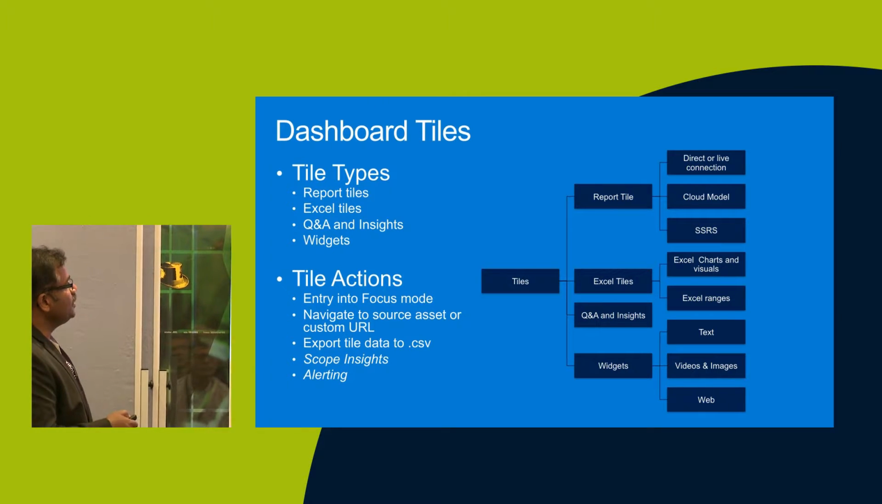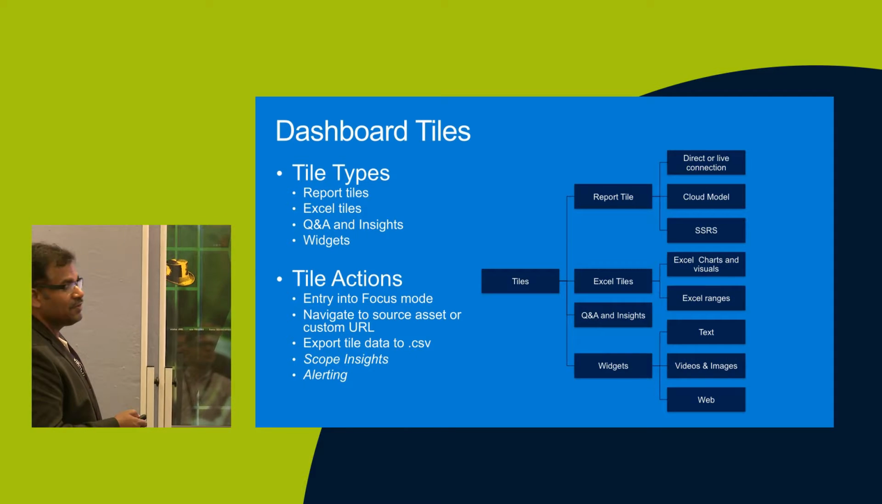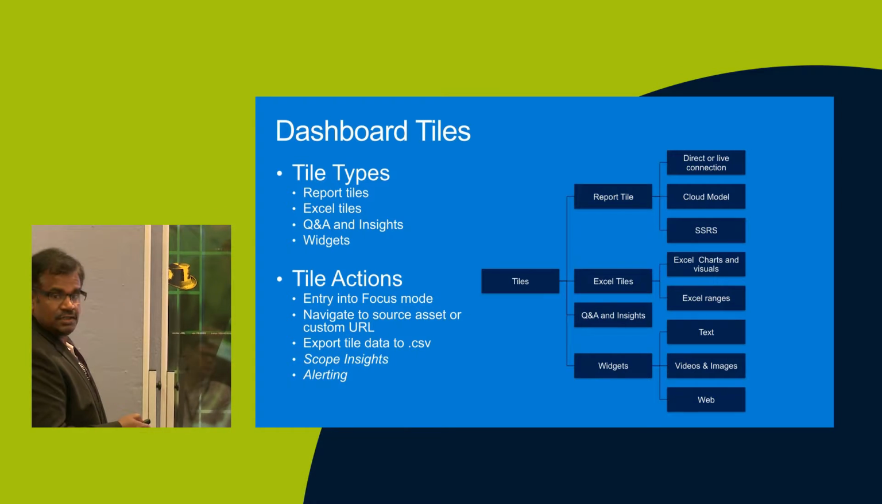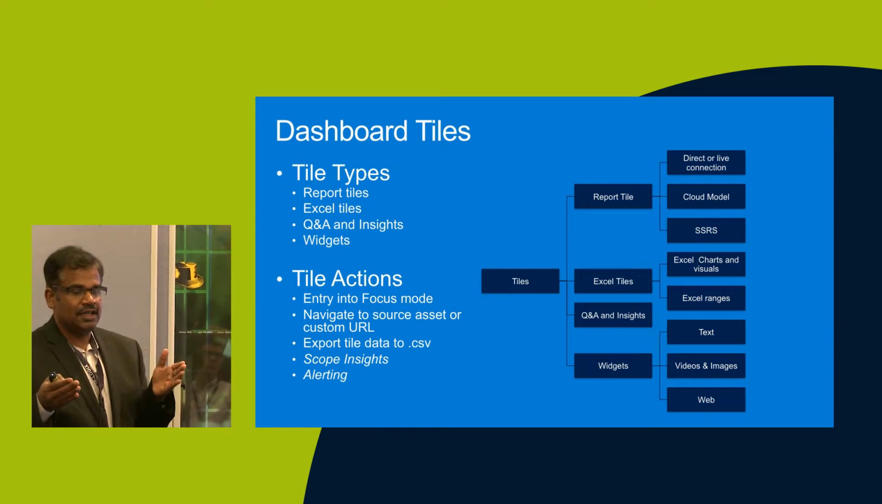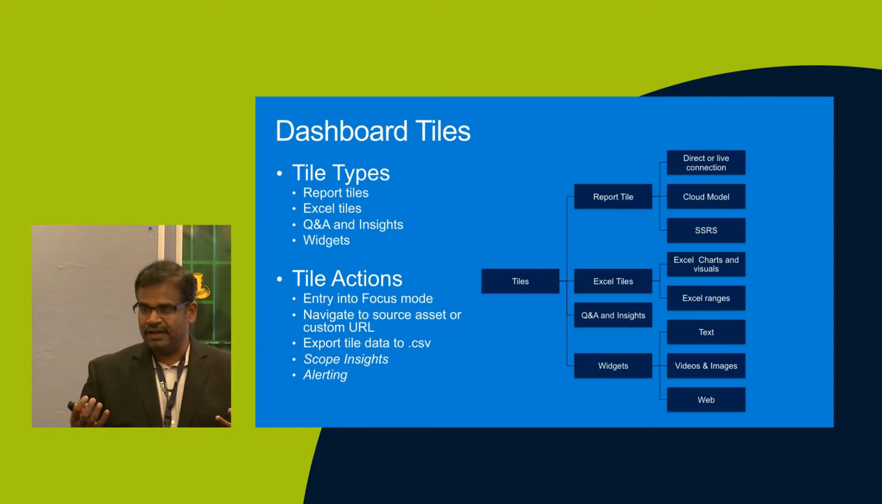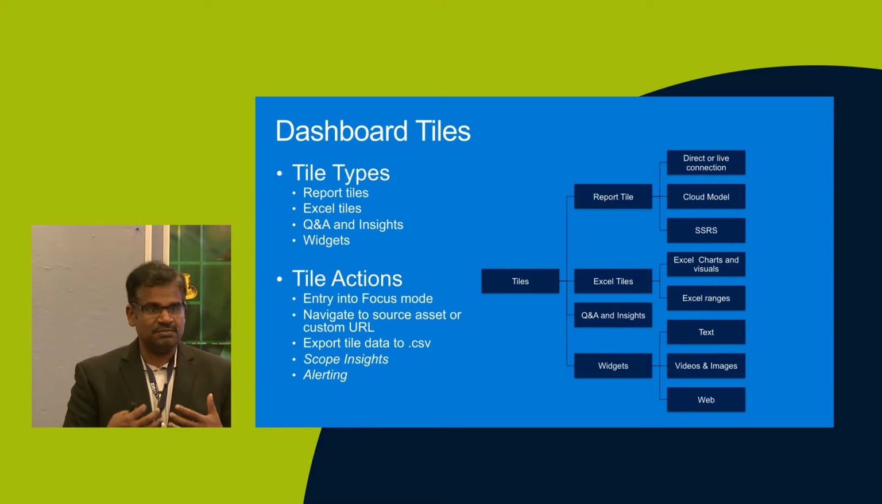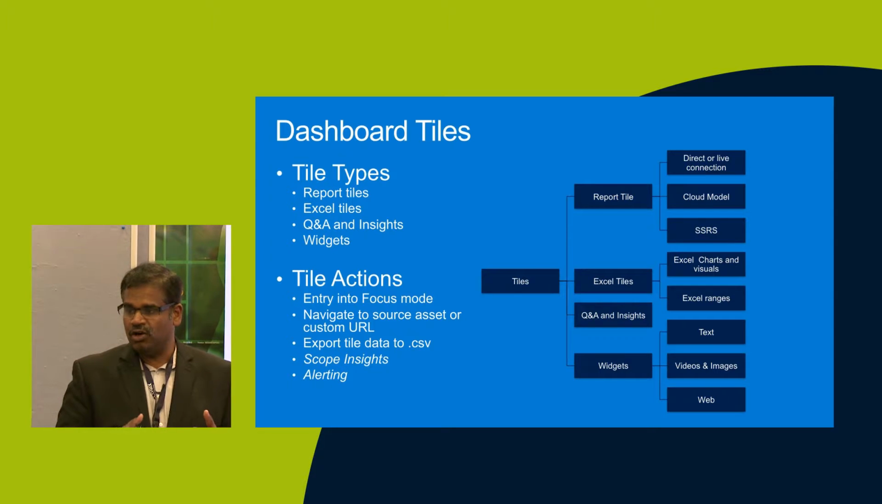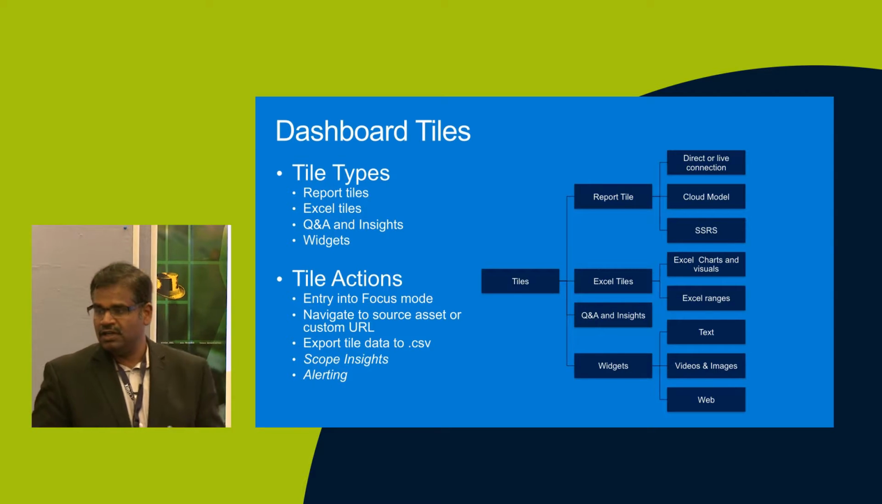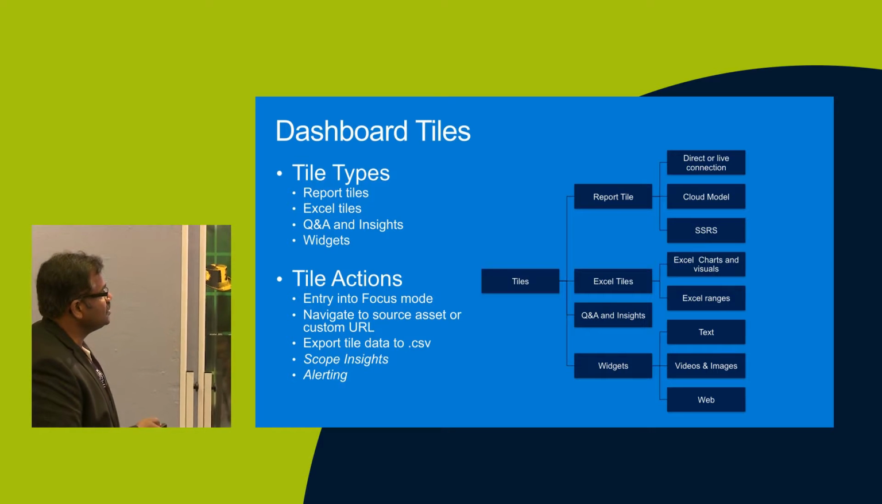So you have the report tile, which could be coming from direct query or a live connection to a source on premise or on the cloud. It could be a cloud model. When we say cloud model, this is where you're taking a Power BI desktop file, where you have imported the data from various sources, mashed it up together, and you're uploading this to Power BI. That's what we call a cloud model, because the model is actually hosted on the cloud in the Power BI service.